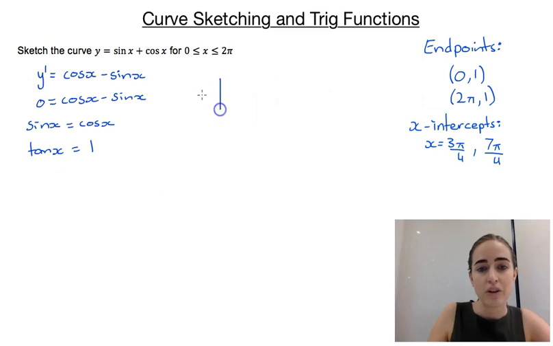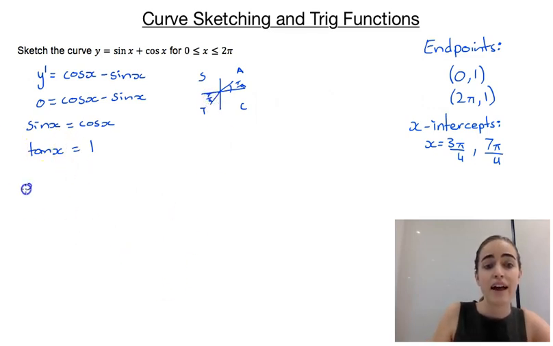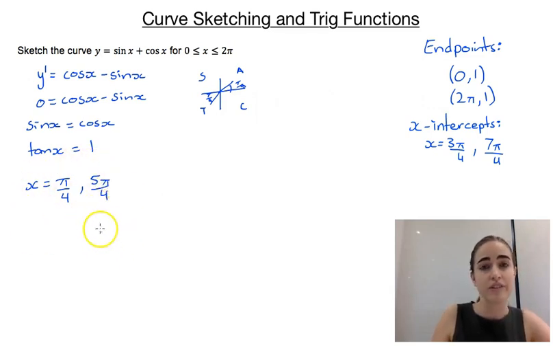So using one of those diagrams again, all stations to central. Remember, we're only going between 0 and 2 pi as well. It's a positive 1, so it's going to be this one and this one. Our related angle is pi on 4, just like it was last time. Having trouble fitting that in there. But that means our x is going to be equal to pi on 4, or this one down here would be 5 pi on 4. So those are our x coordinates of our stationary points.